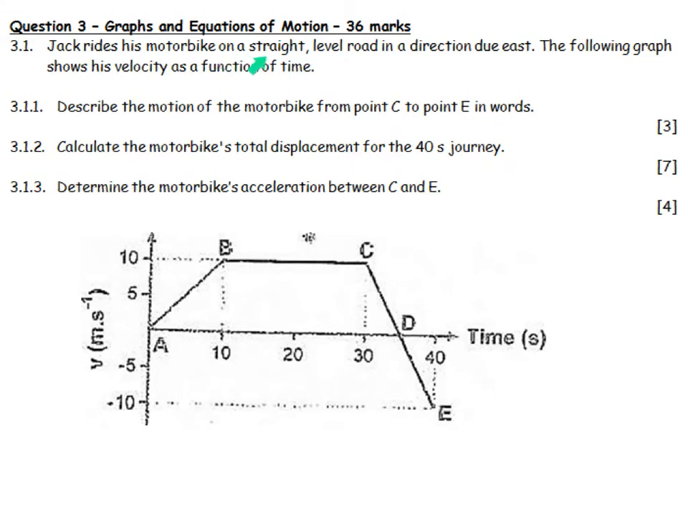Jack rides a motorbike on a straight level road in a direction due east. The following graph shows his velocity as a function of time. Describe the motion of the motorbike from point C to E.